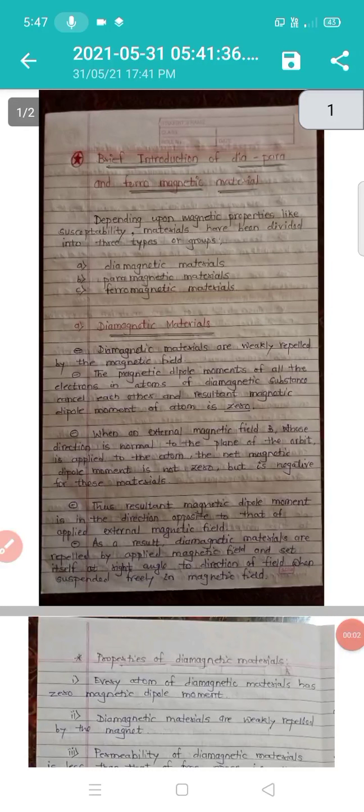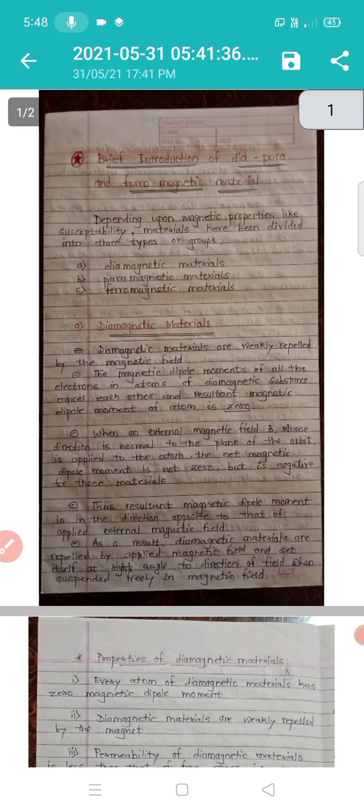Hello everyone. In last class we learned the magnetic properties of the materials, that is the magnetic induction, magnetic intensity, then the permeability and the magnetic susceptibility of the material. Depending upon the magnetic properties like the susceptibility, materials have been divided into three types or groups, which are known as the diamagnetic materials, paramagnetic materials and the ferromagnetic materials. Here we learn a brief introduction about these materials of dia, para and ferromagnetic materials.